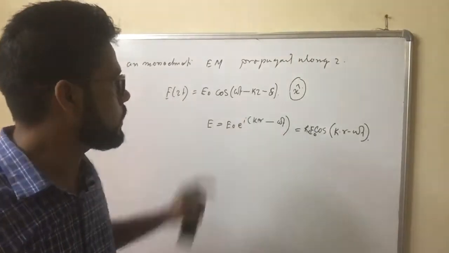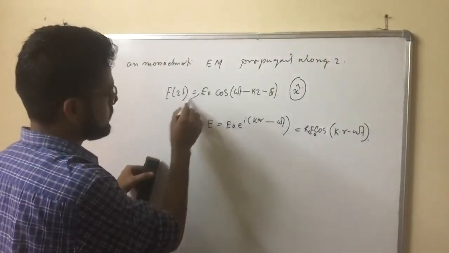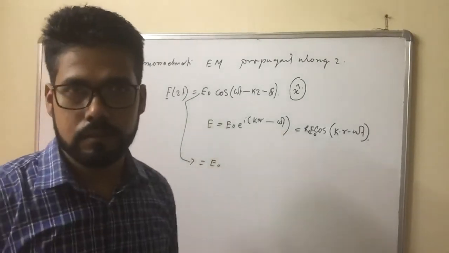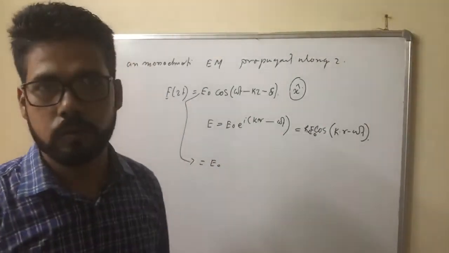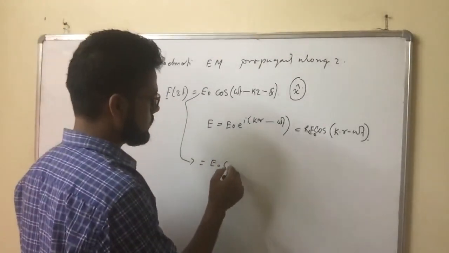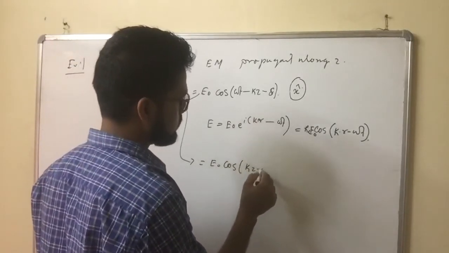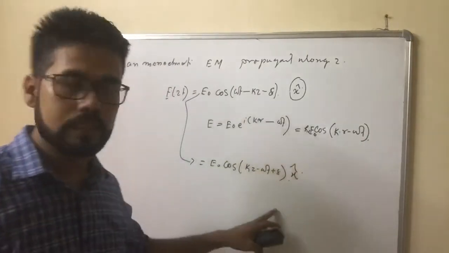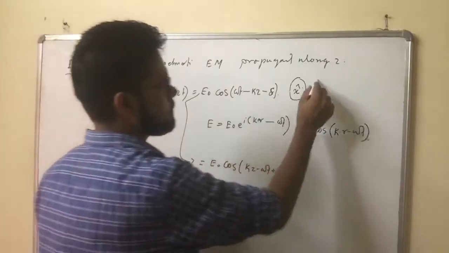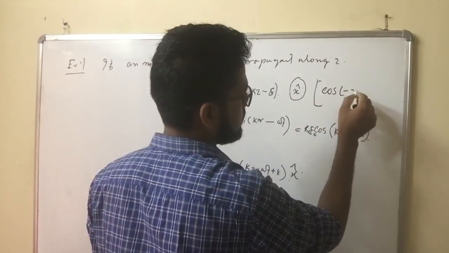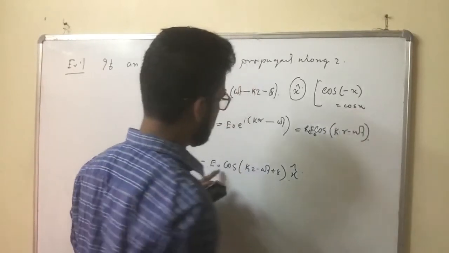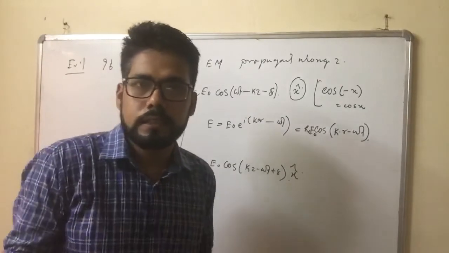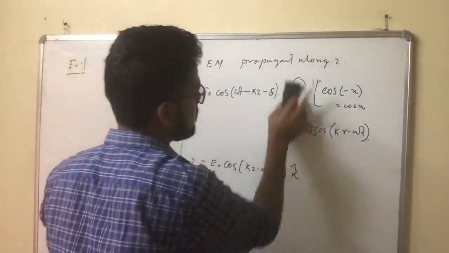That means you have to transform this equation like this: E naught, because cos is an even function. Cos of minus x equals cos x. So in that case, cos(kz minus omega t plus delta) z. Is it okay? It will not change the direction. Why is it not changing? Because cos of minus x equals cos x, so the minus will not change anything. So the direction of the electric field is along the same direction. It will not change the direction. But next question I will see.